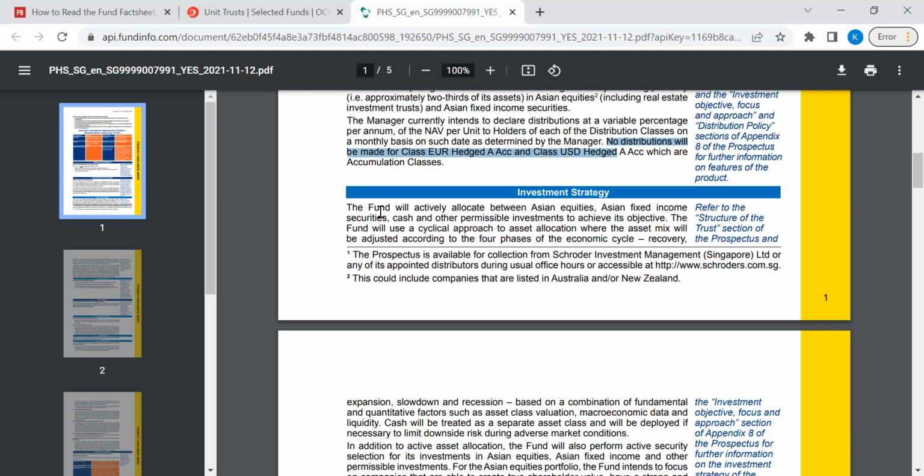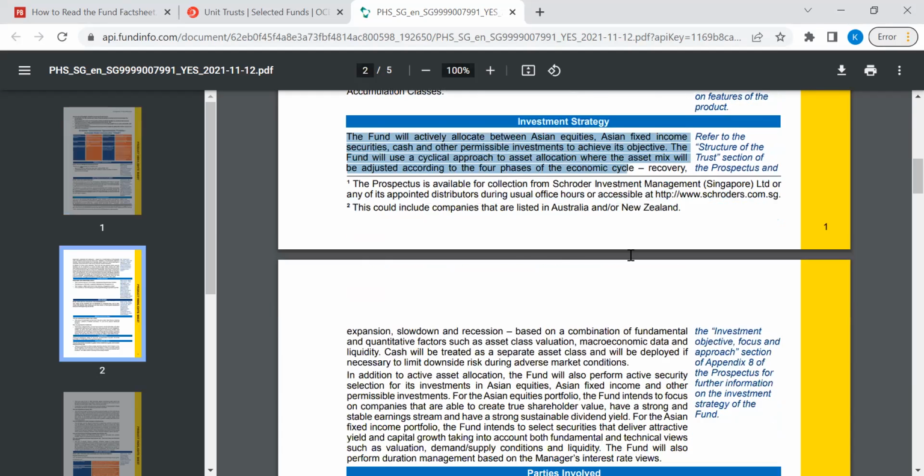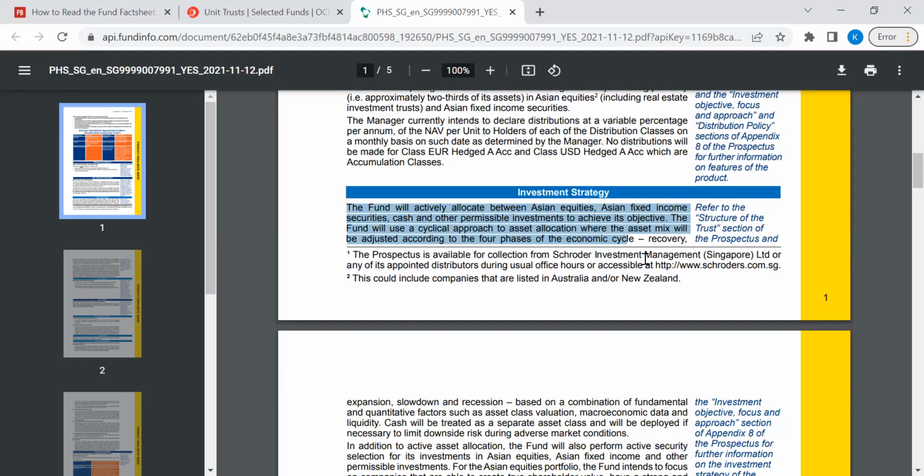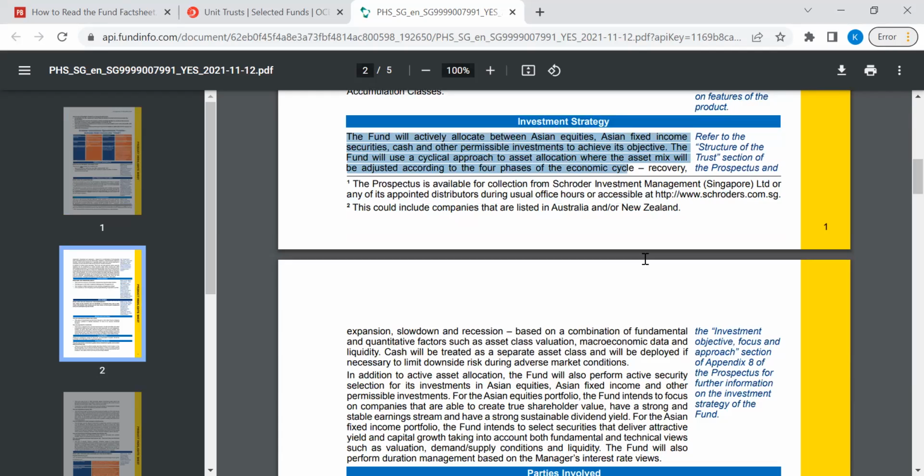Okay, investment strategy. The fund will actively allocate between Asian equities, equity basically commonly known as stocks, Asian fixed income securities, cash, and other permissible investment to achieve this objective. The fund will use a cyclical approach to asset allocation, where the asset mix will be adjusted according to 4 phases of the economic cycle. Right? So they are telling you their basis for the decision, right?